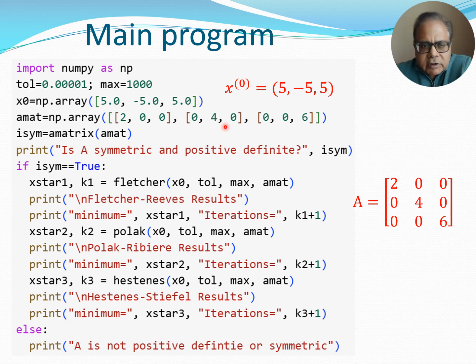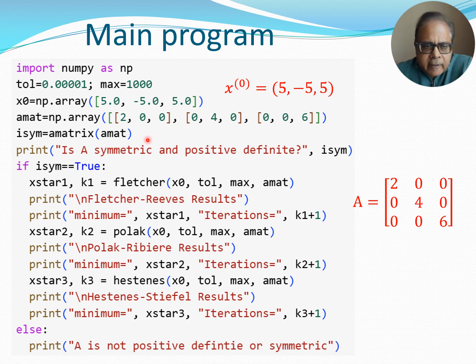Let us now invoke all these functions in a main program. So in the main program, I'm first going to import numpy as np because I'm using numpy so many times. I give the tolerance as a small number, which we use essentially to converge for the norm of the gradient vector. I give max as 1000 for the for loops, which I'm using in all those conjugate gradient functions. I define the starting point x0 as a vector of size 3, that is 5, minus 5, 5, as defined here in this math notation. And I also defined the A matrix as a matrix here, which is essentially 2 0 0, 0 4 0, 0 0 6. So that's coded in here.